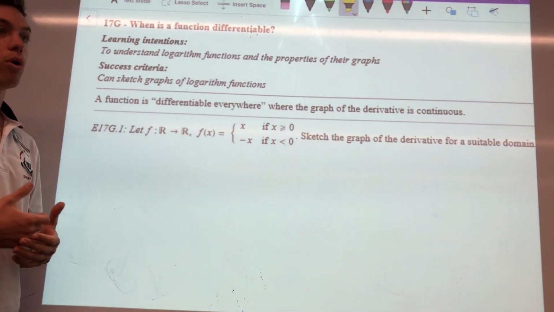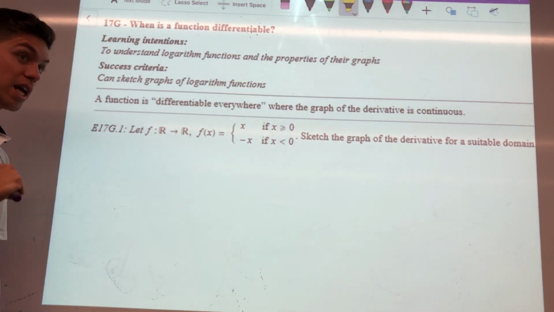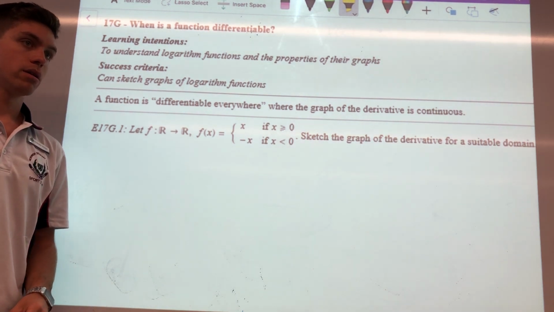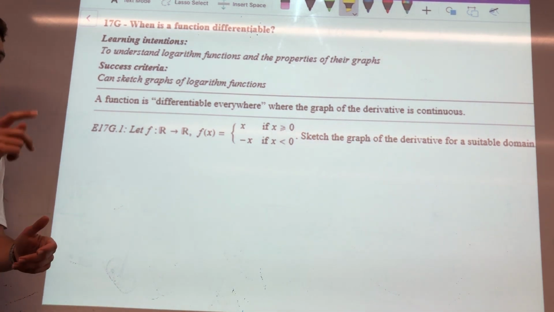Can anybody remember what the definition of continuity is? How do we know if a function is continuous, if you're looking at a graph? You have to draw it and not take the pen off the page, otherwise it's not continuous. Right, so when we're looking at the applied side, absolutely.